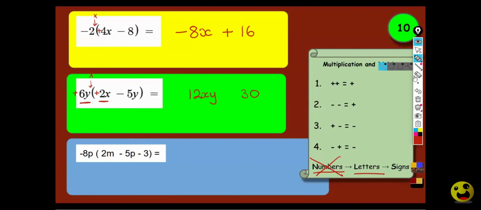Now, when we were multiplying the 6y and 5y, what 2 letters were involved? They had a y here and another y. You have to put back the y twice in multiplication and division.